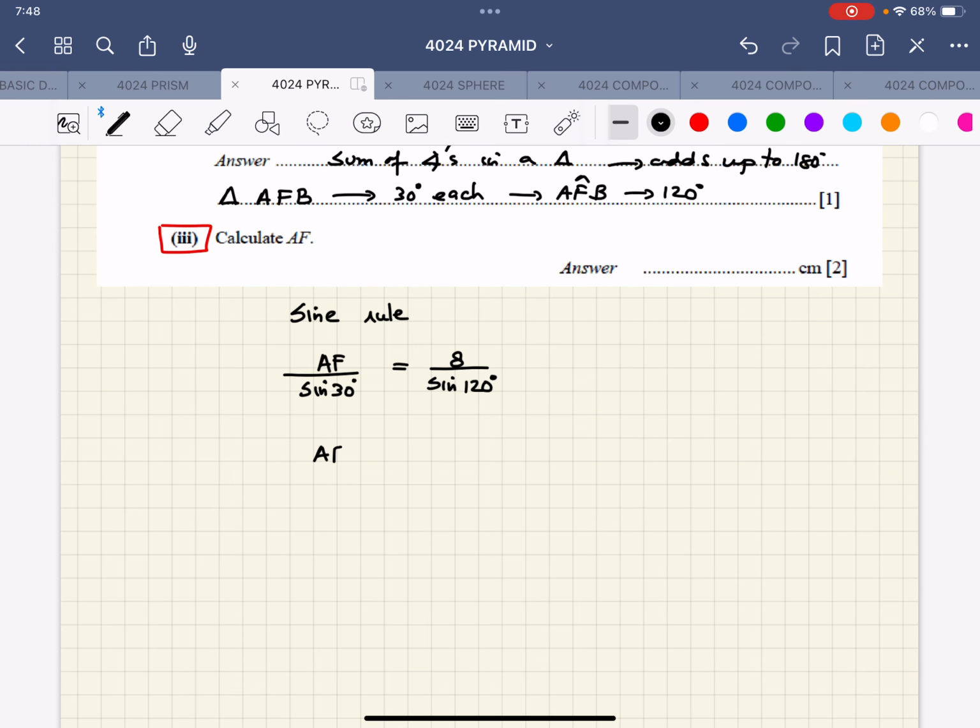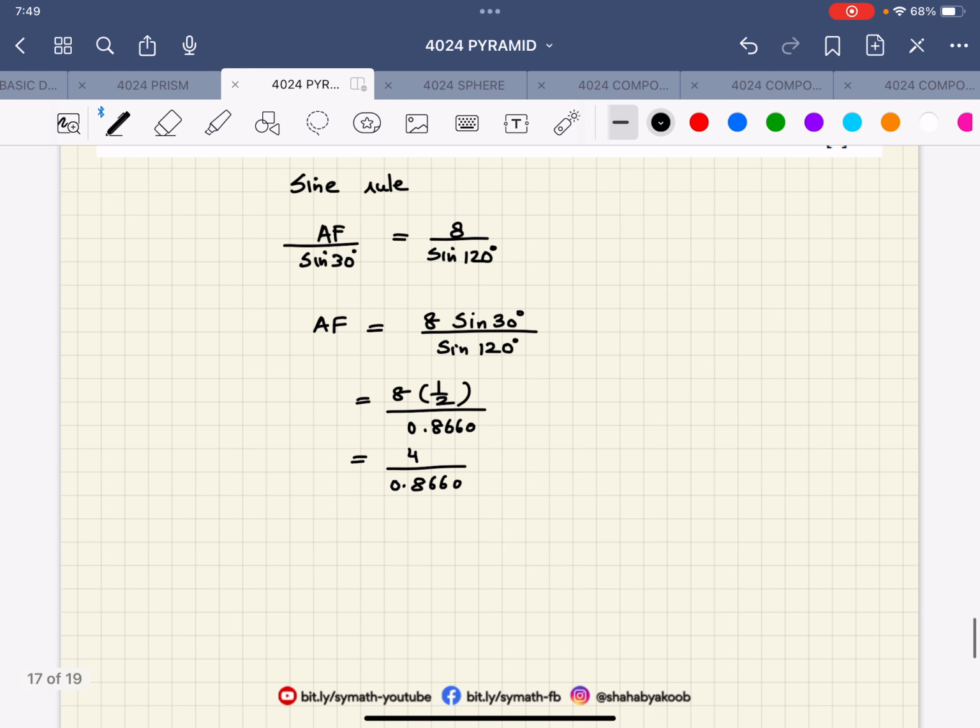Let's first make AF the subject, then I'll use the calculator. 8 sine 30 divided by sine 120. So that is 8 into half divided by sine of 120. That's the same thing as sine of 60, 0.8660. That is 4 divided by 0.8660. So let me divide 4 divided by 0.8660. This comes out to be 4.6189, which is 4.62, correct to 3 significant figures. Don't forget to write the units.